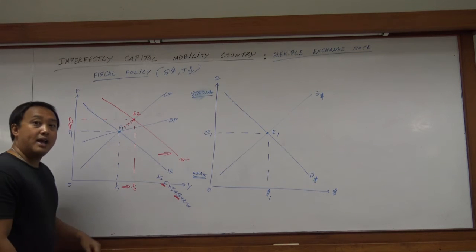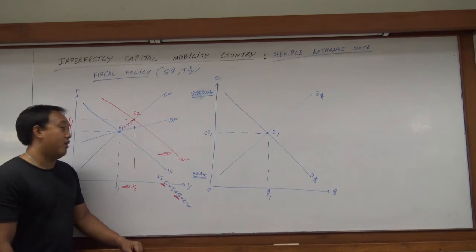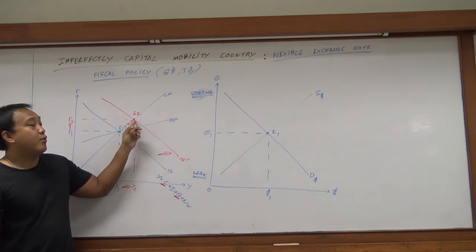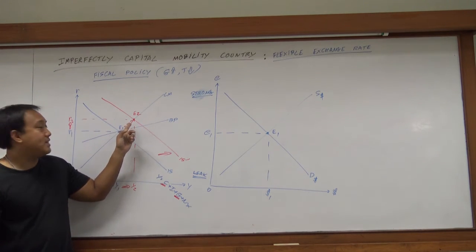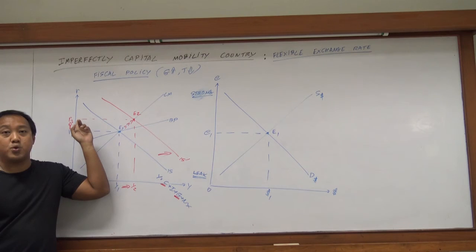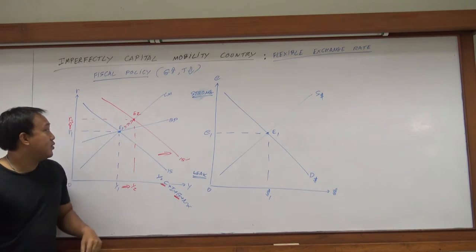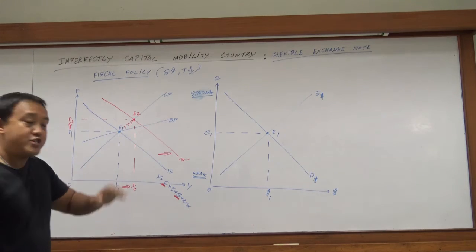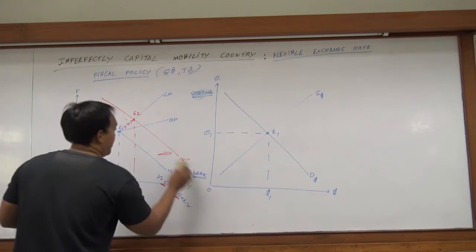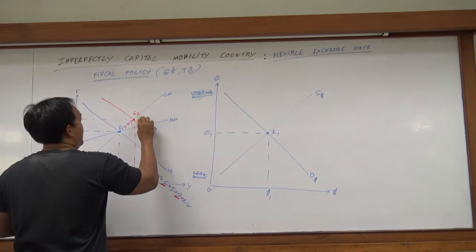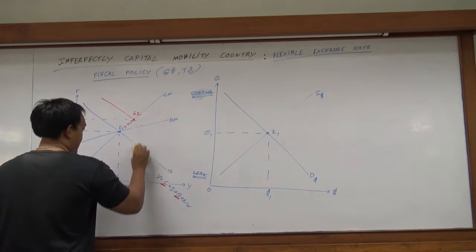So then, what happens? Just like what we did before, the real interest rate increases from R1 to R2. Let me check a little bit. I think this one should be a little bit further to the right. Okay, let me shift it a little bit.